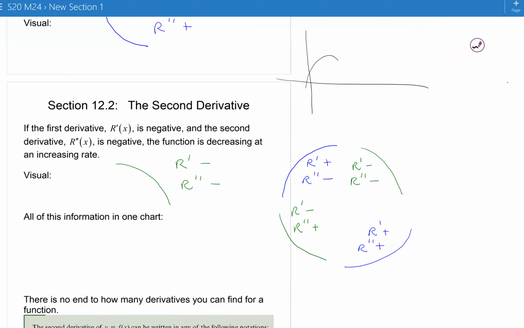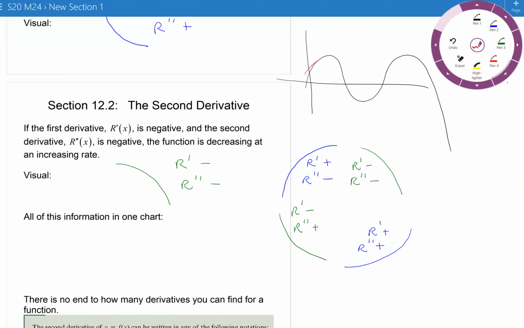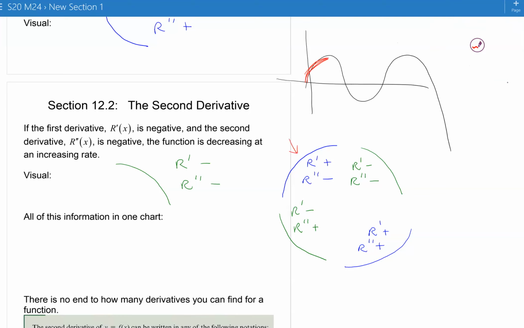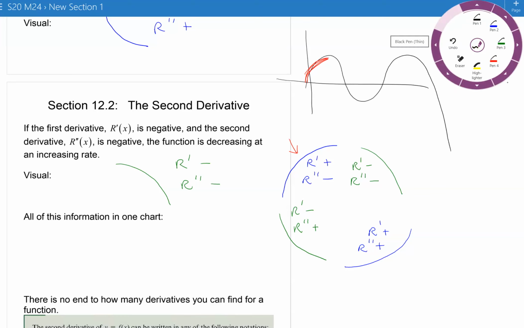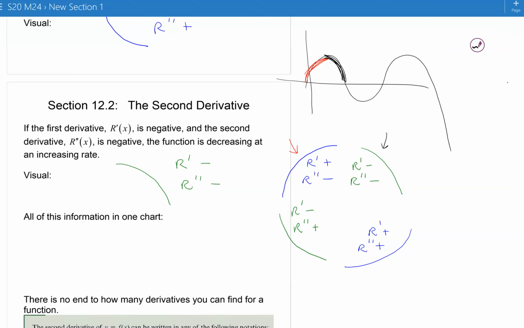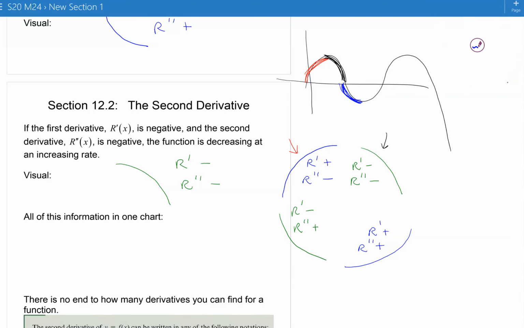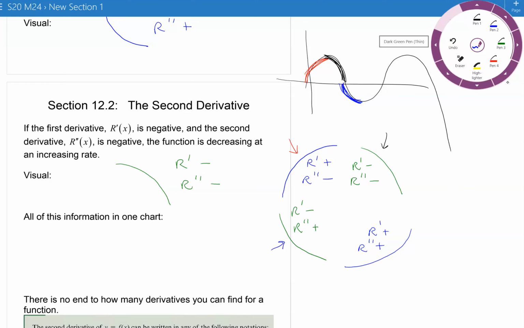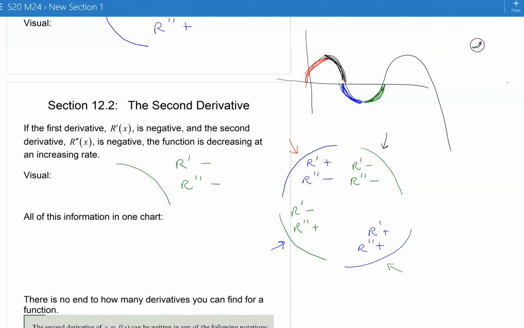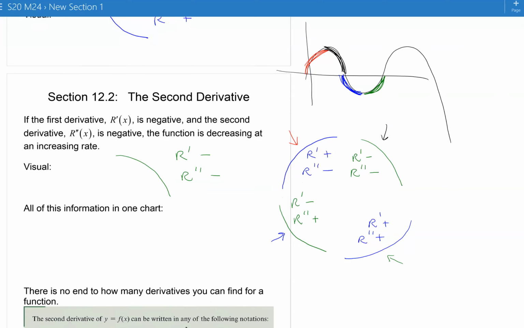So if you think of any graph that we've drawn, if we look at this section right here, it's this piece. If we look at this section right here, it's this piece. And if we look at this section right here, it's this piece. And this section right here is this piece. So all the curves we've been looking at can be made from these 4 shapes. They're really the only possibilities.